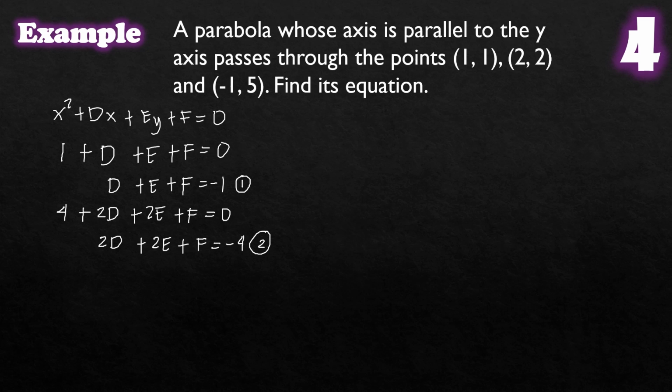Next, let us substitute negative 1, 5 to the equation. So we have negative 1 squared, that will be 1, plus d times negative 1, so we'll have minus d, plus e times 5, so we have 5e, plus f is equal to 0. So we have negative d plus 5e plus f equals negative 1. Let us call this our equation 3.